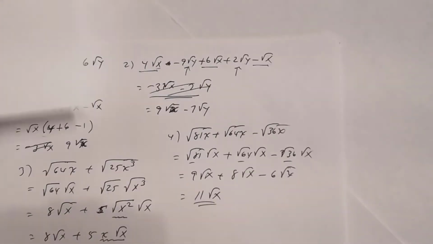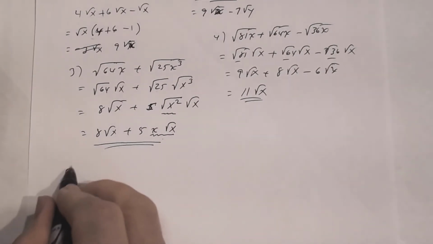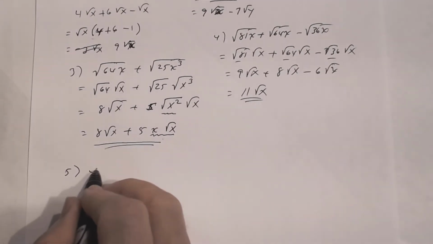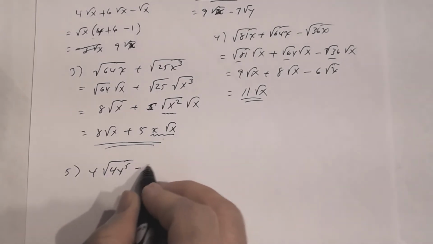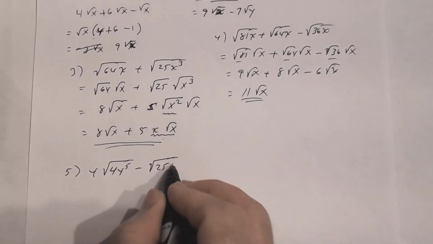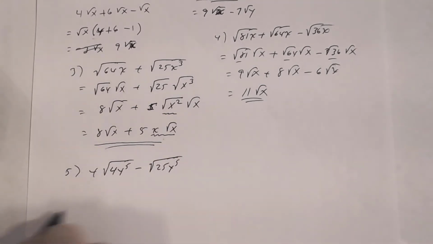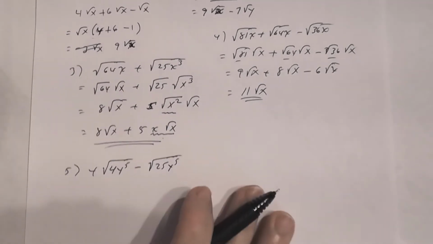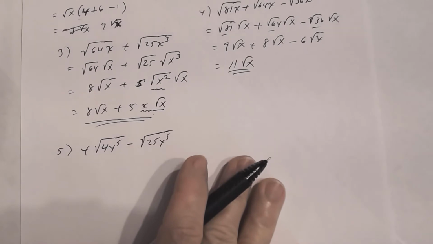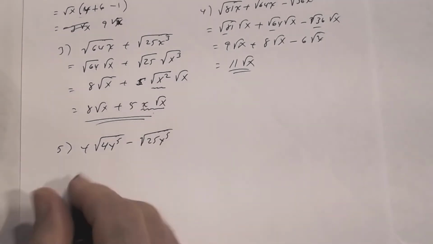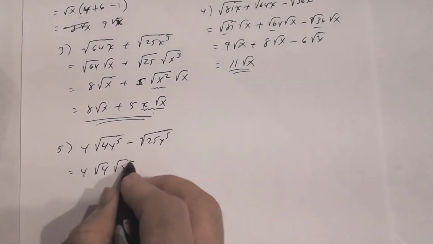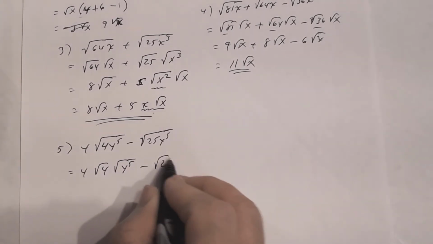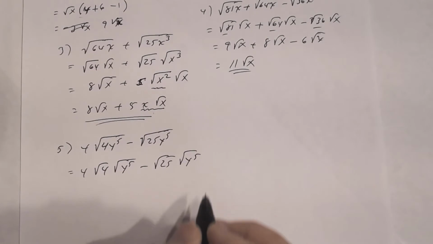All right, let's look at number 5. In number 5, we have 4 times the square root of 4y to the 5th minus the square root of 25y to the 5th. According to the product rule, I can rewrite this as 4 times the square root of 4 times the square root of y to the 5th, minus the square root of 25 times the square root of y to the 5th.